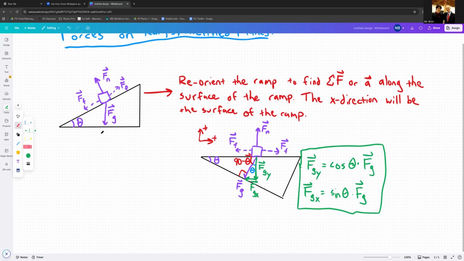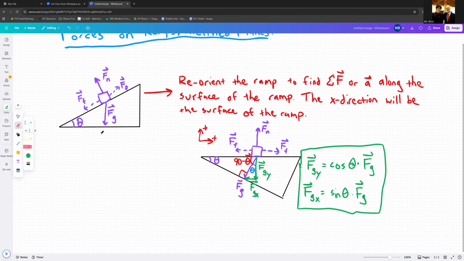There's a couple other comments. One would be Atwood's machines. There could possibly be an Atwood's machine where one of the objects hangs off the back of the ramp over a pulley and the other one is on the surface. So keep in mind things like tension in a string for an Atwood's machine. Even if it's not an Atwood's machine, there could be a string attached to an object that's being pulled up the ramp or something like that. So just keep your eyes out for that.